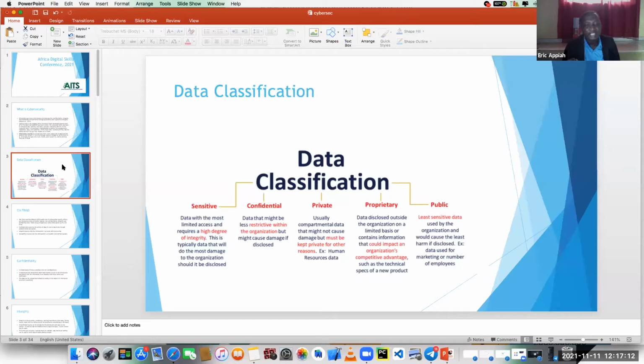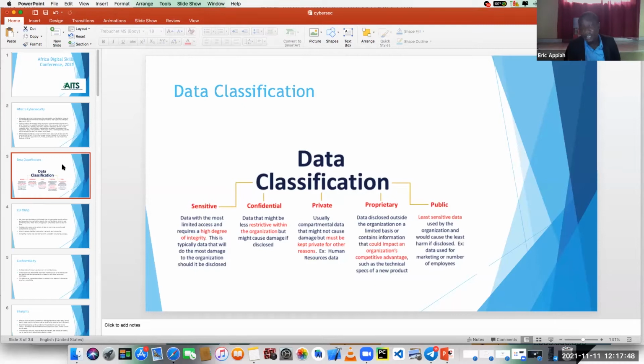When we say sensitive data, we mean data with the most limited access. A typical example is what goes on in Jubilee House. Their files, the information they send, whatever they see, it is highly classified. What goes on in national security at their top level, even top level management meetings, and their information is highly classified. That is what we term sensitive.